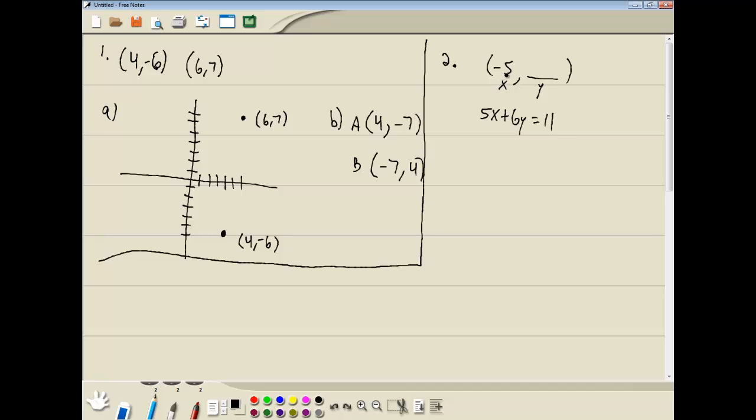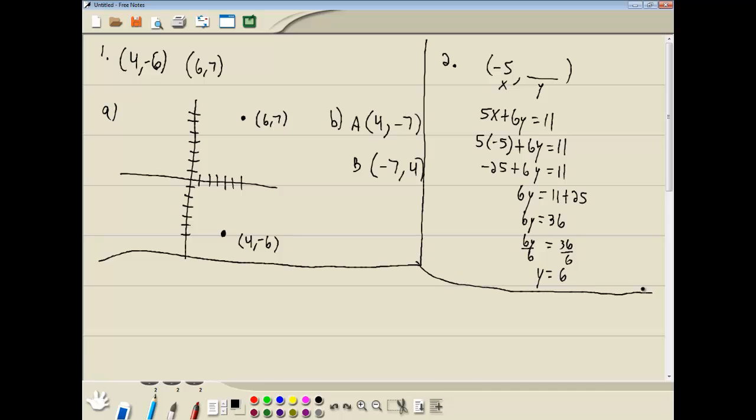Since they tell us x is -5, we could put -5 in for the x. So 5 times -5 plus 6y is equal to 11. 5 times -5 is -25 plus 6y is equal to 11. Take the -25 to the right side and it becomes a positive 25. 11 plus 25 is 36. And then divide both sides by 6. And we get y is equal to 6. So 6 would be our answer. That's the part that goes in this blank.